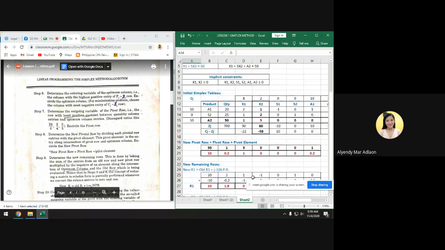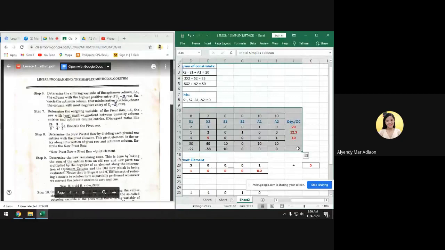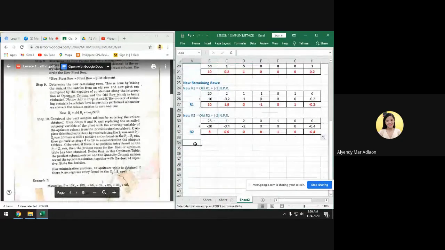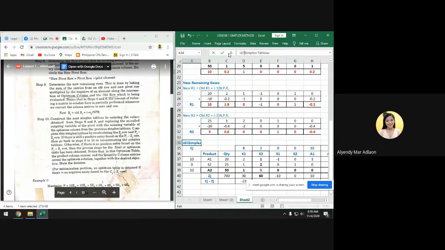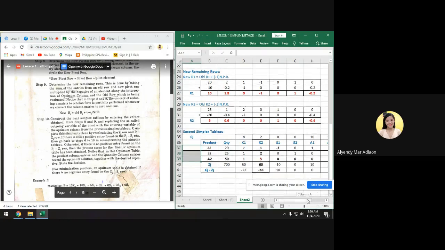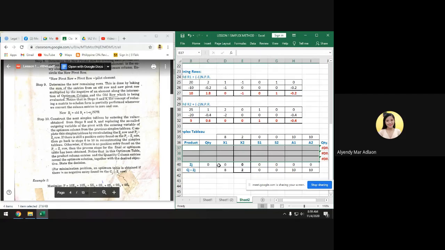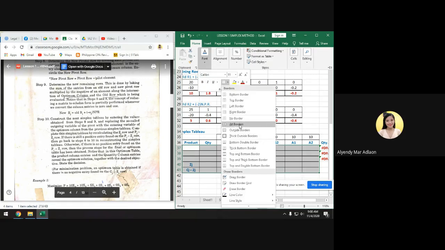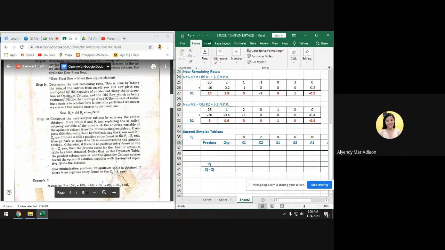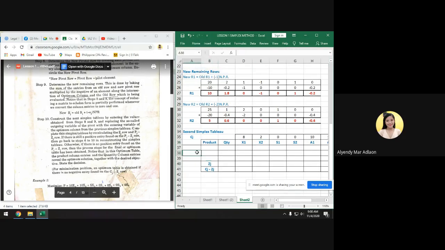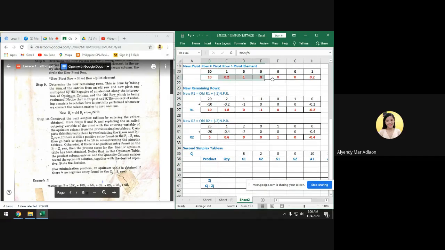The next one is to make again the second simplex tableau. Okay, ito lang sa i-copy to make the second simplex tableau. So ato asa ni ipang delete ning uban. Okay, so this is now our second simplex tableau. Then we simply copy kung unsa ato ang na-compute.